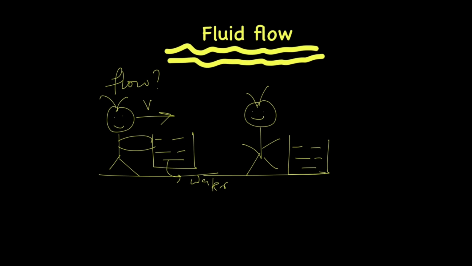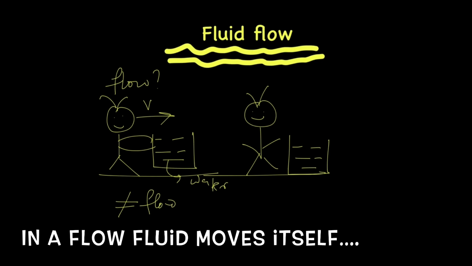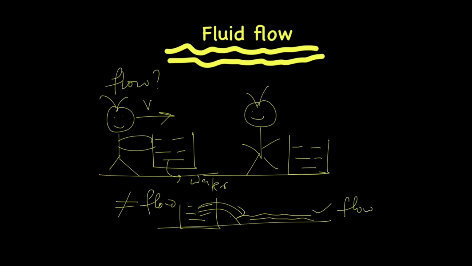The water has moved from this place to this place, but it did not move by itself. You actually carried the water. So this is not flow. Now imagine that this bucket falls and the water spills out and starts moving in this direction. Now this is what we call flow. The fluid itself should start moving. It should not be carried.